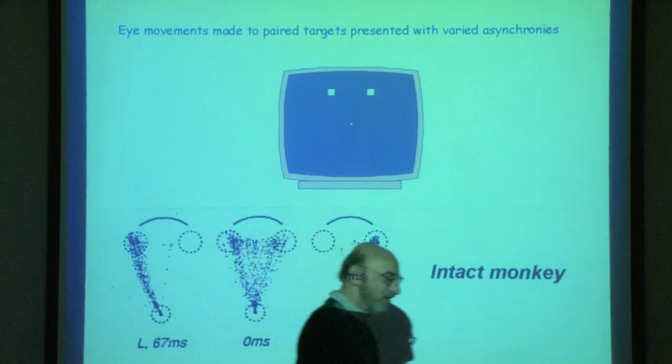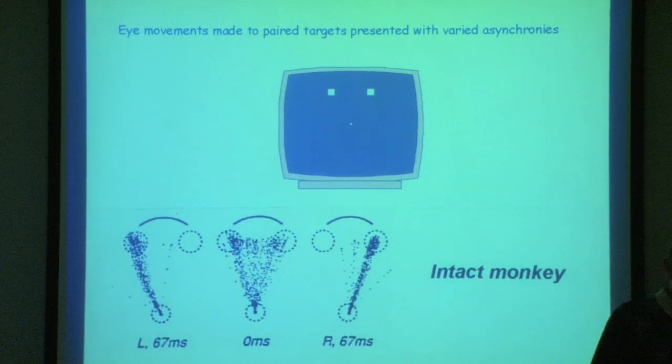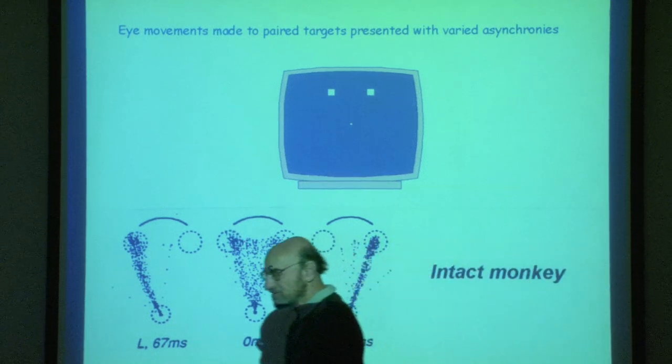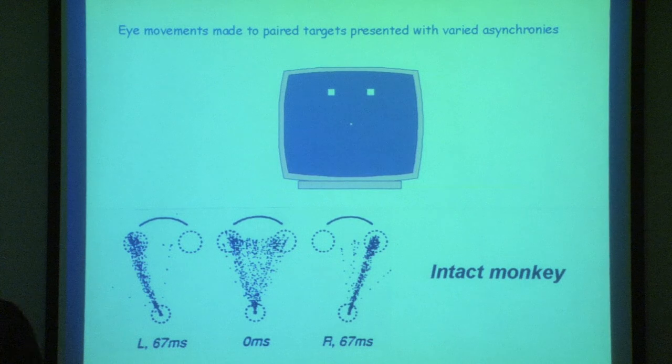You get some so-called vector averaging saccades, which you always get with electrical stimulation. Those are still a minority of the saccades. And the closer you bring the two together, the more frequent will be the vector averaging saccades. When they're only separated by 10 degrees, they will be all vector averaging saccades. So this is what happens in a normal monkey. You get this nice bimodal distribution and vector averaging saccades when the two are simultaneous.